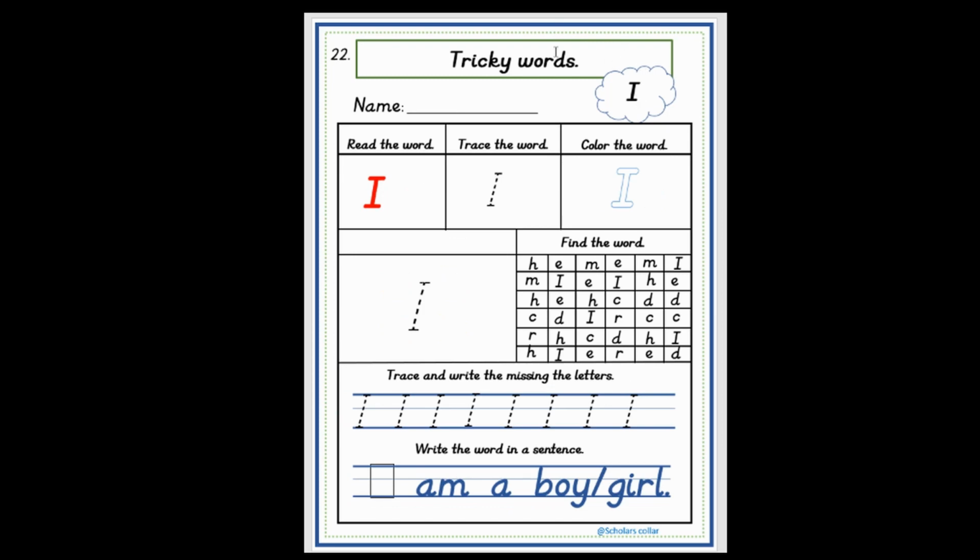Next one is tricky word I. Same thing, you're going to read it, trace it, and color it. You're going to find the word I. You're going to write the word I. Then you're going to finally write the word I in the sentence.